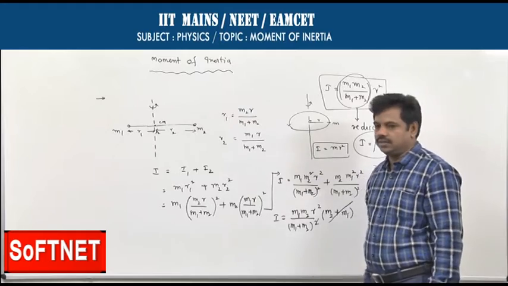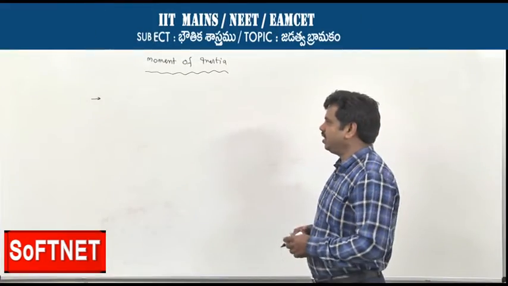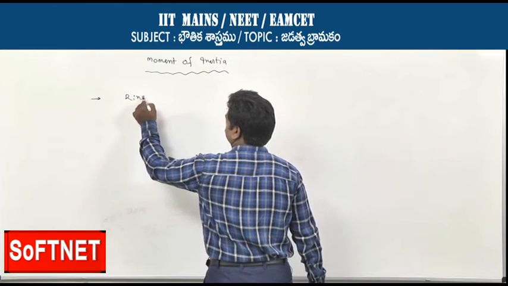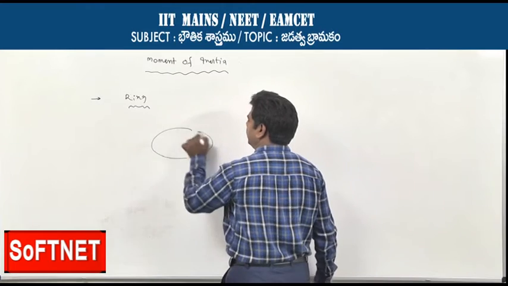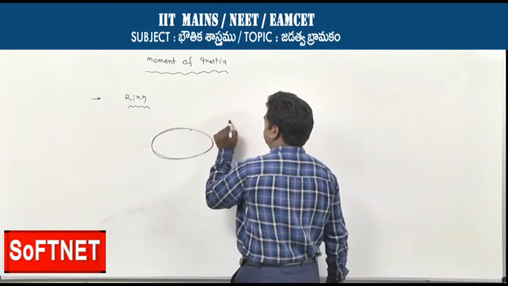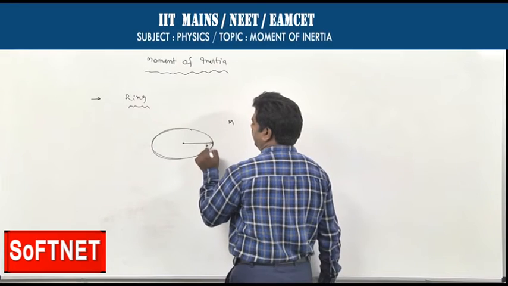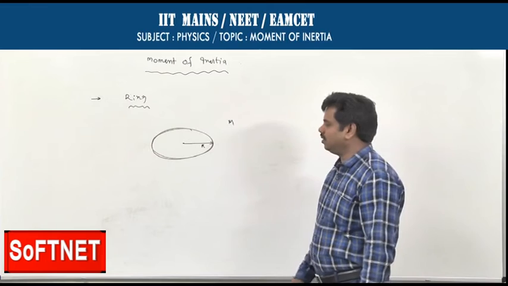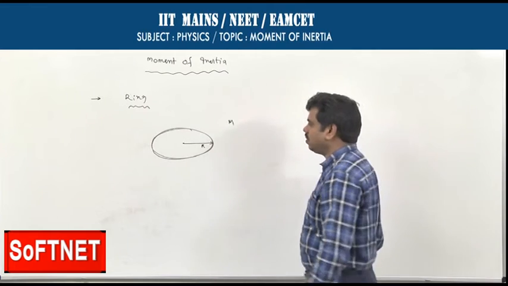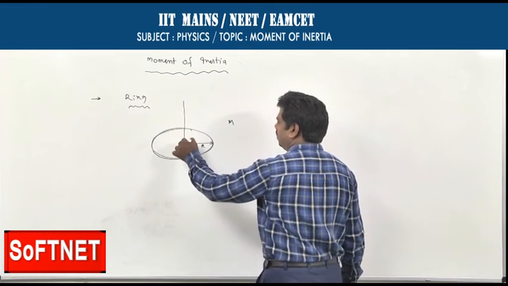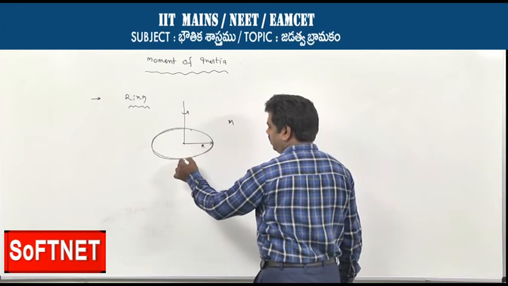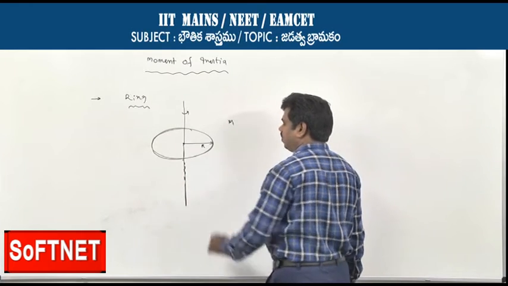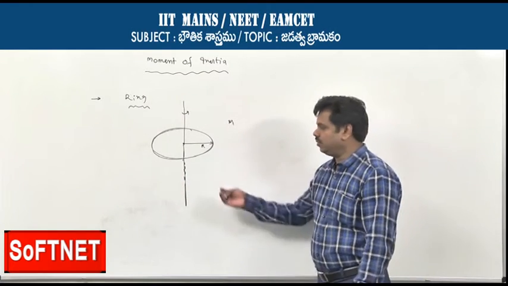Now we can go through the next example. Moment of inertia of a ring, let us find out. This is a ring, mass is equal to capital M and radius is equal to capital R. First of all, we need to find the moment of inertia of this ring about its own axis. One axis is nothing but the one passing through the center and perpendicular to its plane. How to find it?